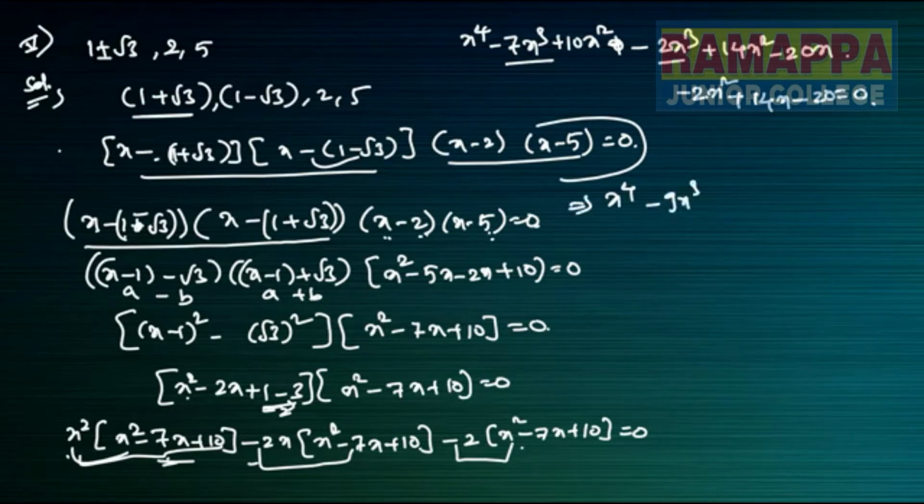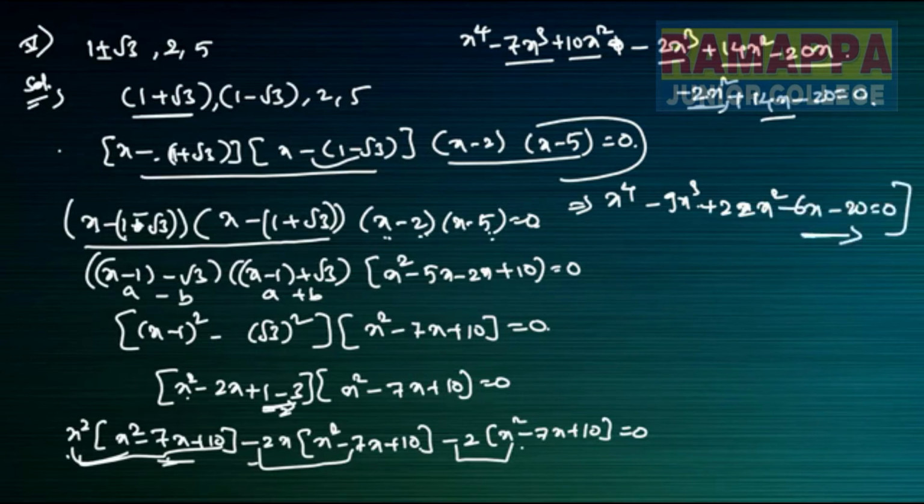So after that x squares, where is x square? 10x square plus 14, 24x square will come, and minus 2x square, minus 22x plus 22x square will come here. And after that 20x and here 14x, how much will come? Minus 6x will come, and minus 20 is equal to 0. This is the answer here.